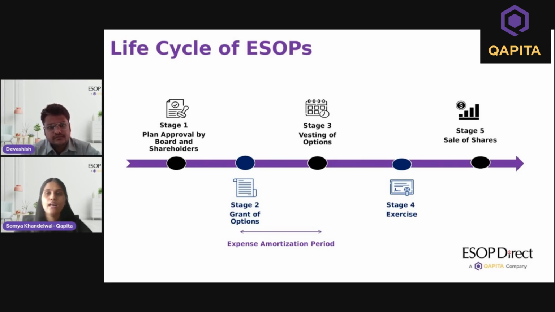Talking particularly from the accounting point of view, stage 2 and stage 3, the grant and vesting of options, are very crucial. The accounting cost is determined at a certain point in time, and that point in time is the grant of options. The fair value or the intrinsic value is calculated based on the inputs on the grant date itself. Once the cost is computed on the grant date, it is then amortized during the vesting period. That amortization takes place from the grant date up to the vesting period.